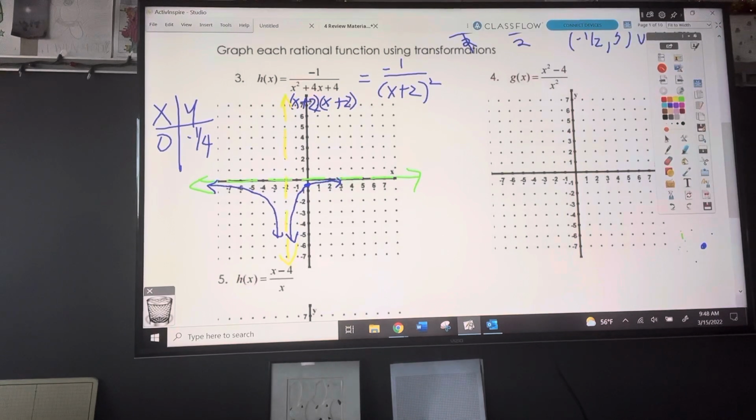We are going to move on to number, is anyone still writing this down? I have a question. Yeah.